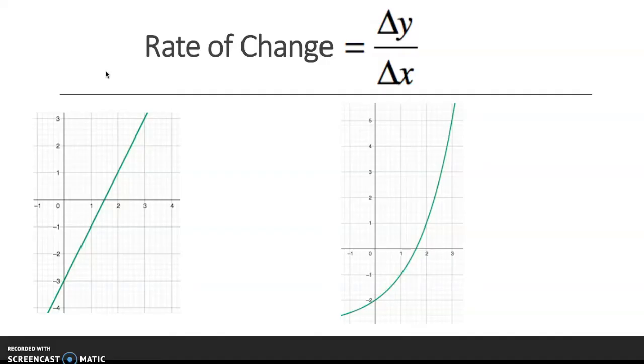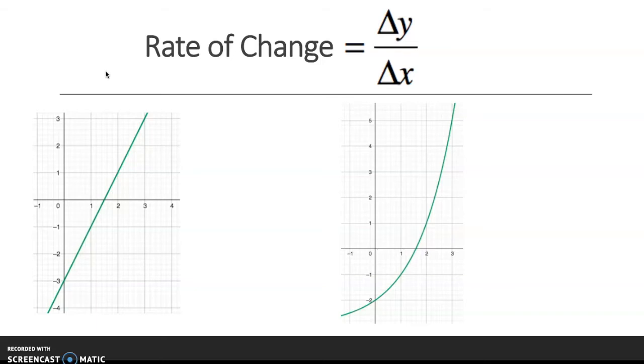So in this video, we're going to talk about collecting evidence to justify your model. If you want to use a linear model or an exponential model, it's good to have evidence to decide whether or not that's the correct type of model to use. So that's what this video is about.